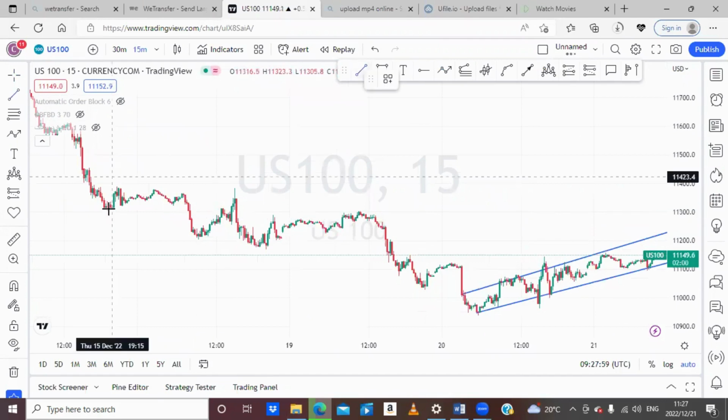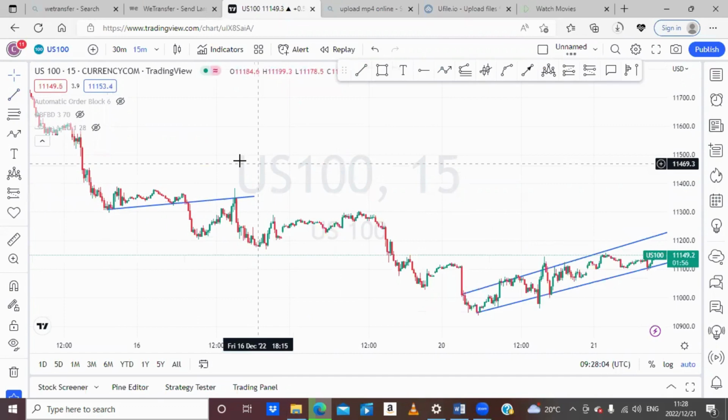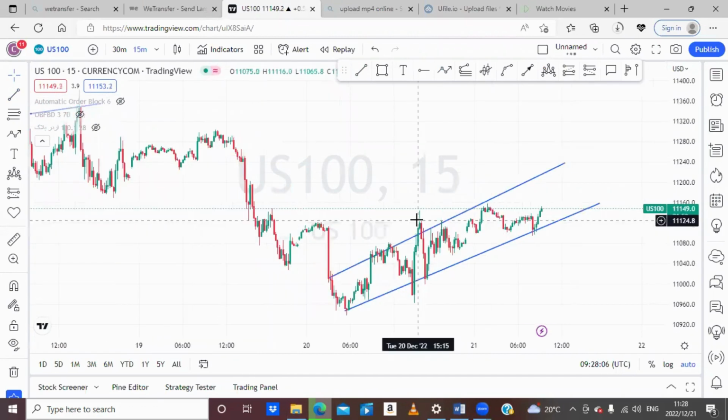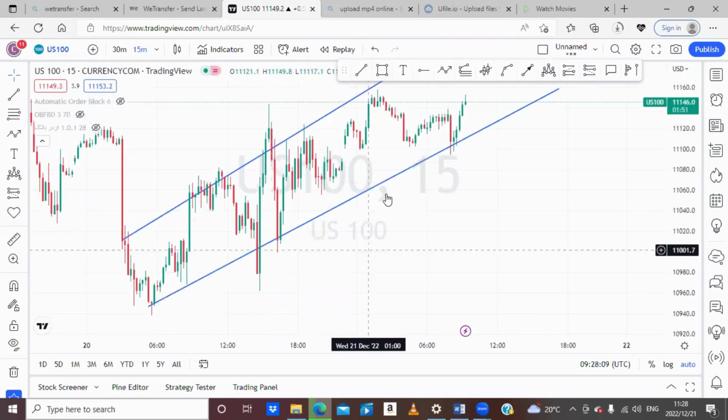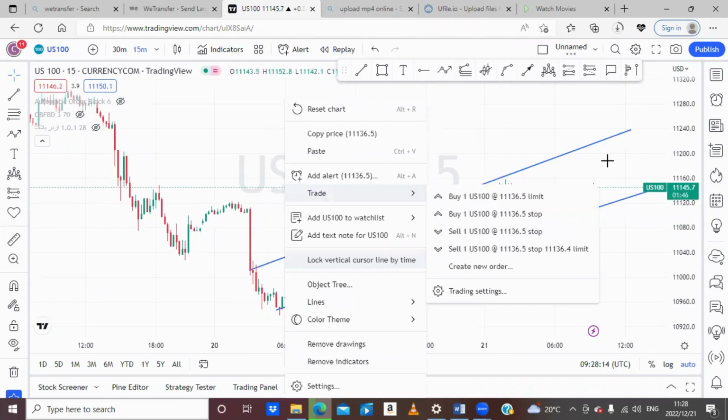Send me your progress whenever you've made some analysis. You show me your progress, this is what I see, then I can correct you. But that's it for today, guys.